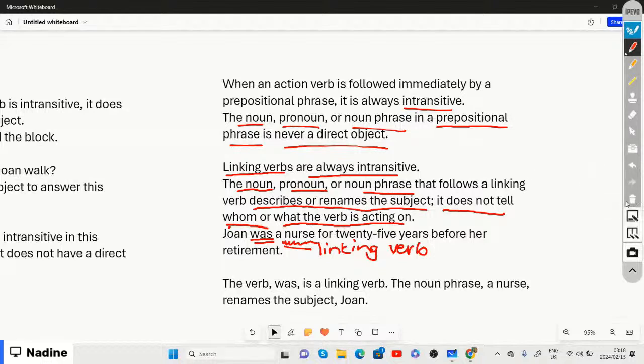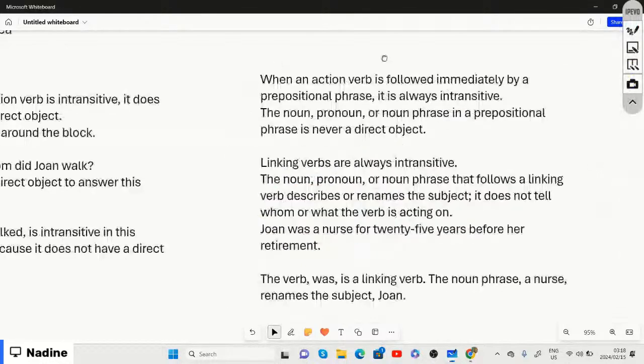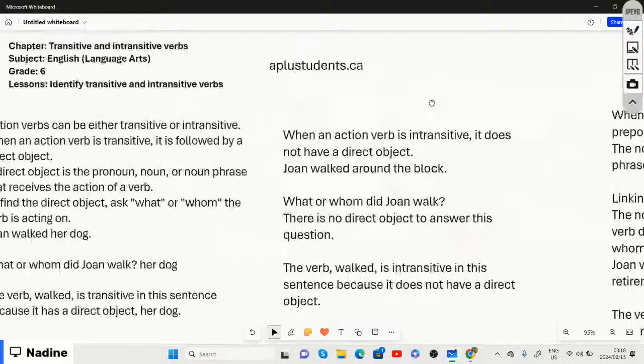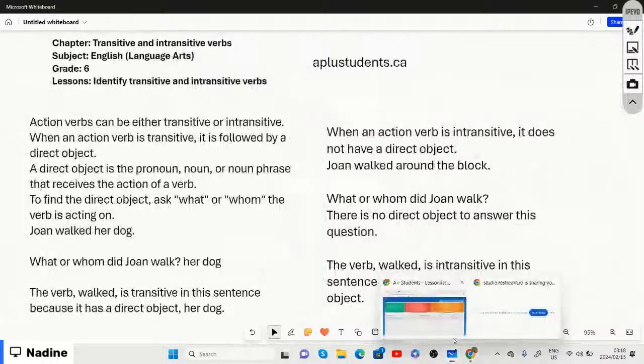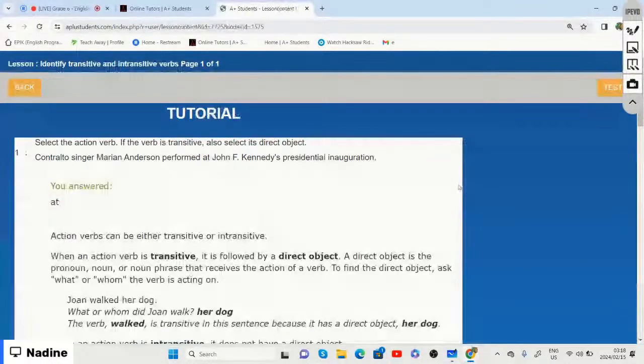And we said we are doing our tutorial lesson on aplusstudents.ca. So let's go to our lesson, which is to identify intransitive and transitive verbs.